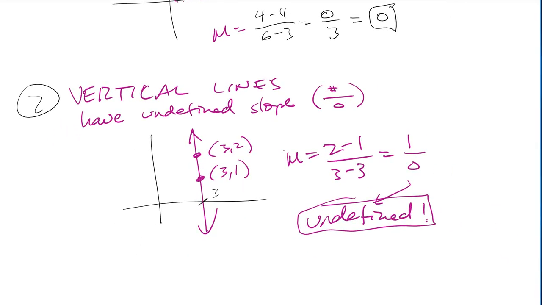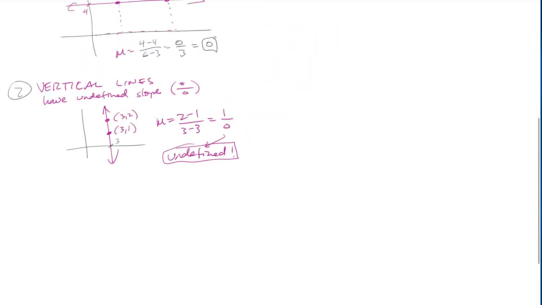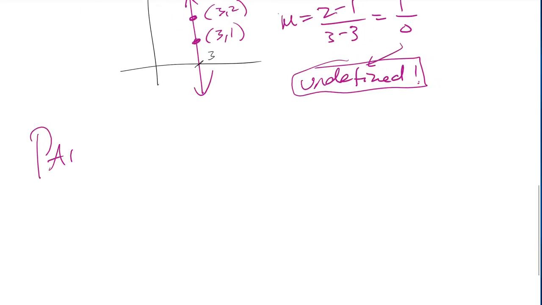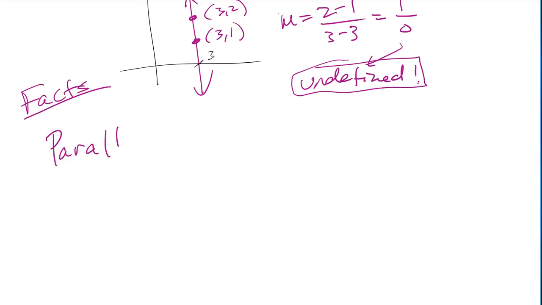That's slope, basically. Now, before we get to lines, I want to talk about parallel and perpendicular lines. So, parallel lines. So here's some facts. All right. So parallel lines have the same slope. Parallel. Please spell parallel correctly. Parallel lines have the same slope.